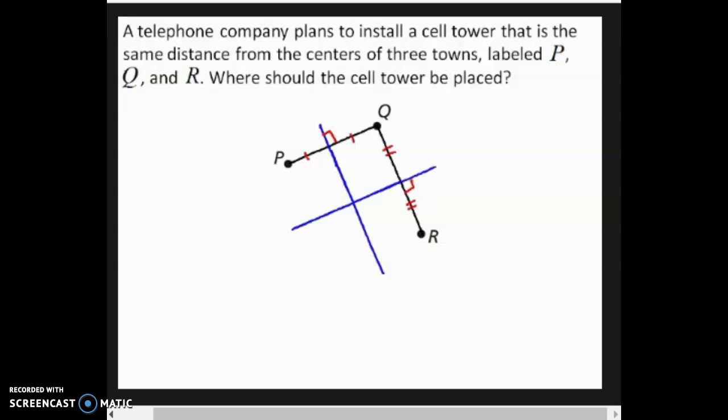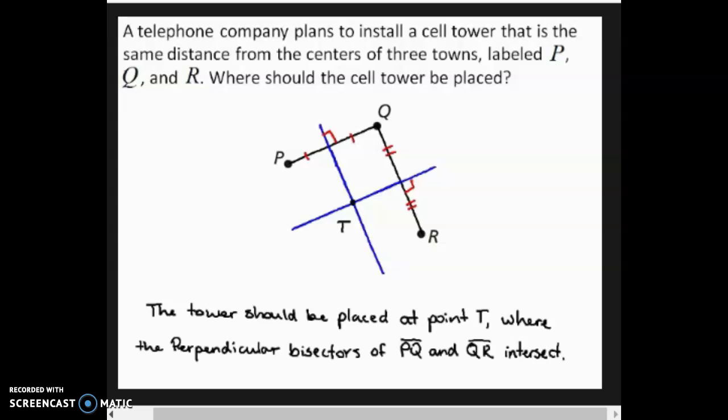So then by the perpendicular chord bisector converse, these lie on diameters of the circle containing points P, Q, and R. Find the point where the perpendicular bisectors intersect. This is the center of the circle, which is equidistant from points P, Q, and R. So the tower should be placed at point T, where the perpendicular bisectors of line segment PQ and line segment QR intersect.